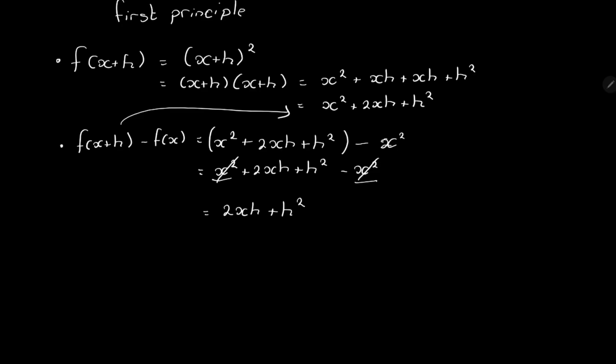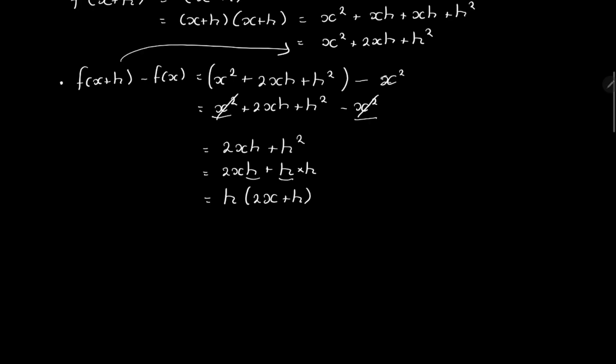Having this, we notice that h is common in both terms. That is 2xh plus h squared. We have an h common here and an h common here, so we can factorize out h, which gives us h times 2x plus h. So our numerator is complete.